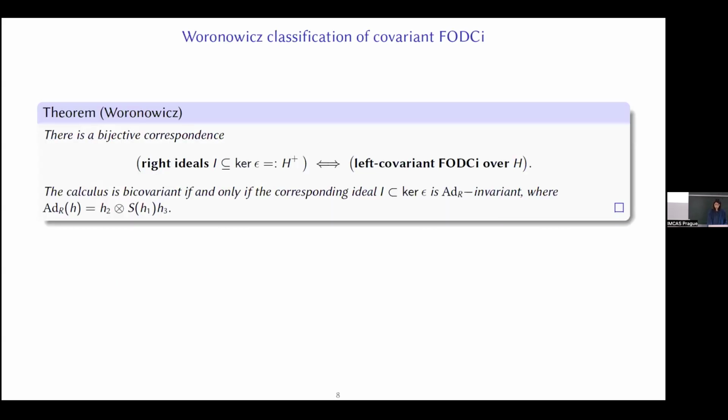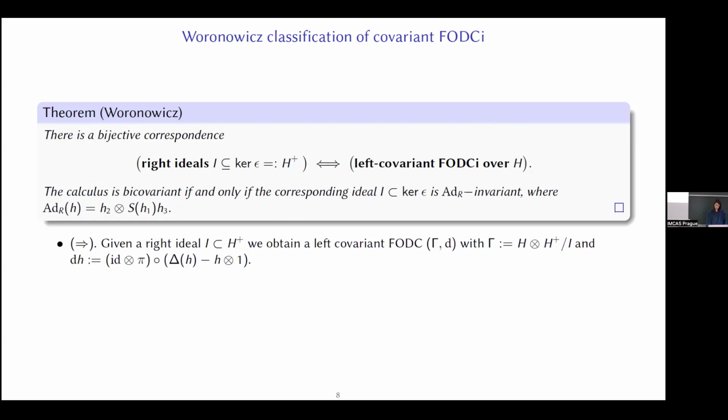And there is a theorem by Woronowicz again, which tells you that there is a correspondence between right ideals inside the kernel of the counit of H, which we denote by H+, and left covariant first-order differential calculi over the Hopf algebra H. Moreover, when you have an ideal that is also invariant with respect to this adjoint right coaction on the Hopf algebra H, you will end up with a bicovariant first-order differential calculus, and also the other way around.